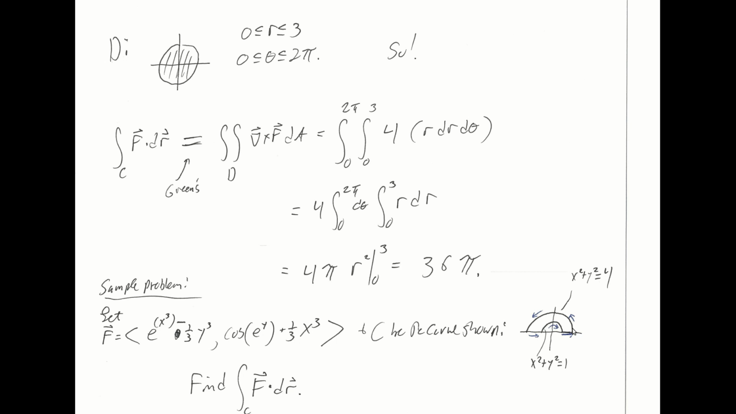So this is a piecewise smooth curve. It does have corners, but I could cut it up into 4 pieces: the top part of the rainbow, the left straight leg, the bottom part of the rainbow, and the right straight leg. And each of those 4 pieces is a smooth curve. So this is a piecewise smooth, closed, and simple curve.